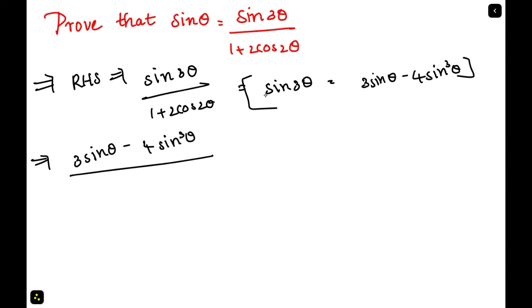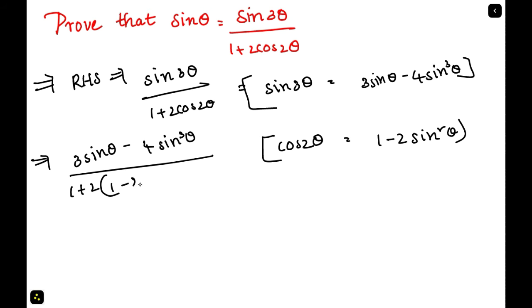So we also know the formula of cos 2 theta. Cos 2 theta is 1 minus 2 sin square theta. You have to bring everything in terms of sine so that it will be easy for us to solve. So 1 plus 2 into 1 minus 2 sin square theta. Now we can simplify this further. We have solved the denominator. Now we are going to solve the numerator again.